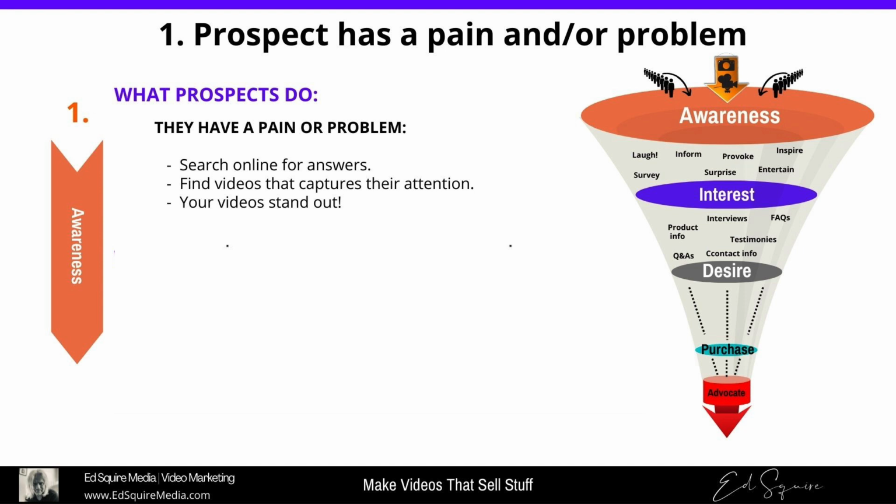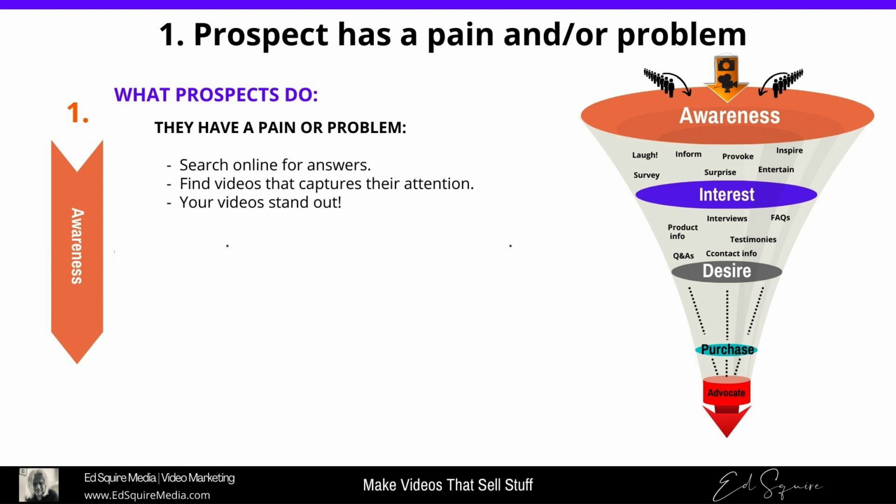So let's dig in. Let's start with level number 1, awareness. The prospect has a pain or a problem. And so what they end up doing is they search online for answers. They start looking for stuff. You do it. I do it. We look. We research. I research on sales funnels. What's happening in the industry? I'm looking about better healthy eating. The things that we want to learn and know about, we search for, and we find videos that capture our attention. And this is where the videos stand out for what you're doing, for what I'm doing. This is what gets people's attention. It gets their awareness.